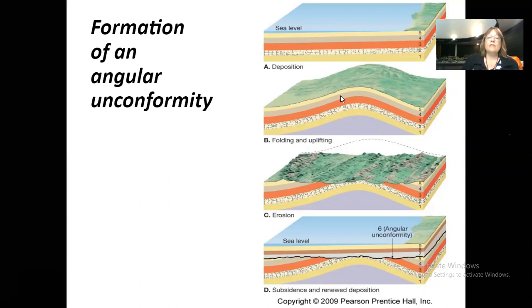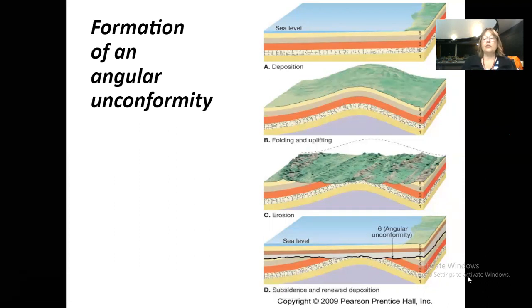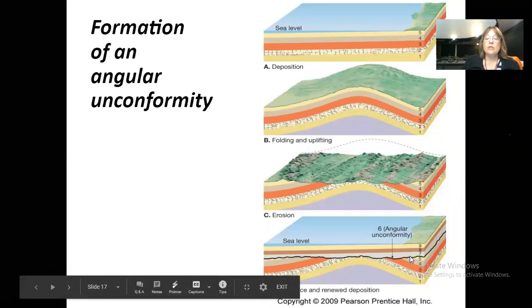The erosion of that surface is carried downward so that now we have tilted layers beneath our erosion surface. And then in this last diagram, we have deposition of new material on top of the tilted surface. So this erosion surface represents the angular unconformity.